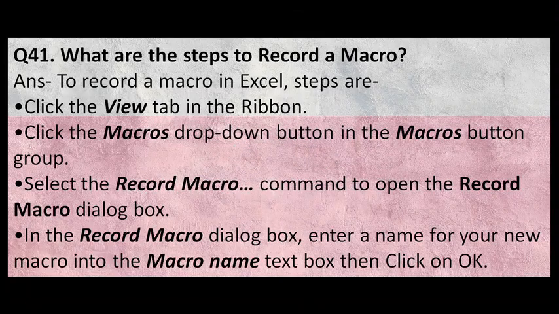Next question 41. What are the steps to record a macro? To record a macro in Excel, click the view tab in the ribbon. Click the macros drop down button in the macros button group. Select the record macro command to open the record macro dialog box. In the record macro dialog box, enter a name for your new macro into the macro name text box and then click on OK button.